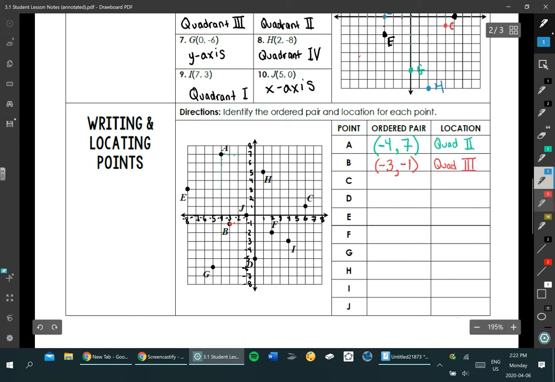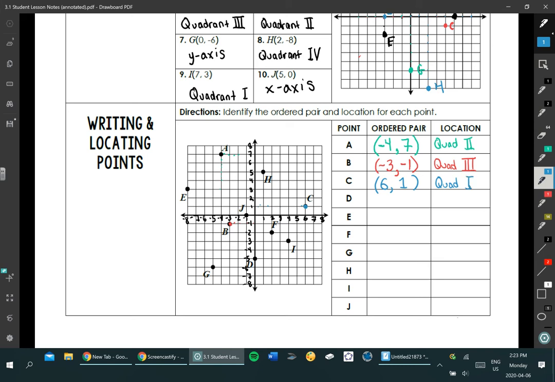Okay, point C. Where's point C? Here we go. Okay, again, we always start with the x-coordinate. So where does this line up with our x-axis? Lines up at 6. And then where does it line up on our y-axis? So we look over and it lines up with +1. And that's quadrant 1.